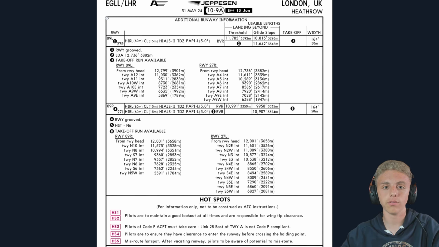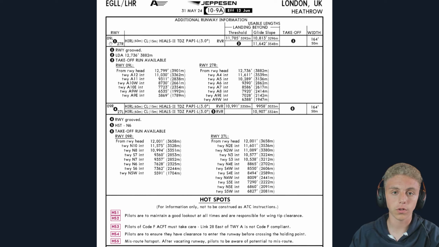Here we're going to have some additional runway information that is going to be useful for our flight. First of all, over here, we're going to start off with the runway 09 left, 27 right. And here we can see the equipment the runway has.